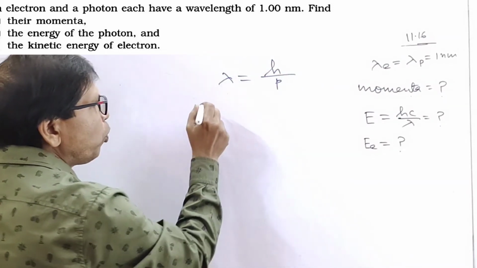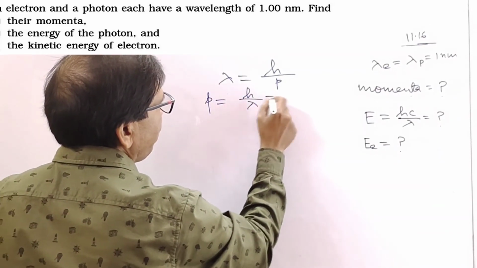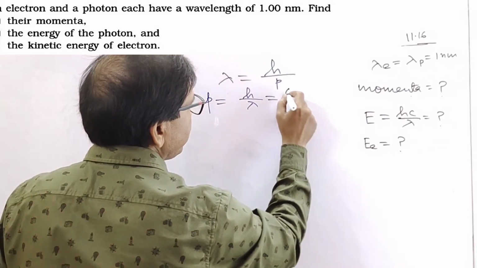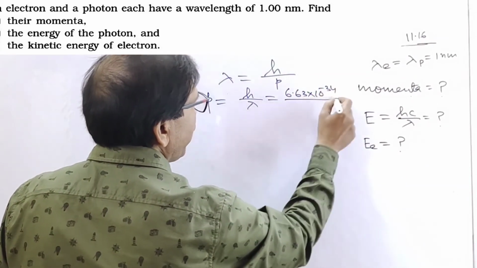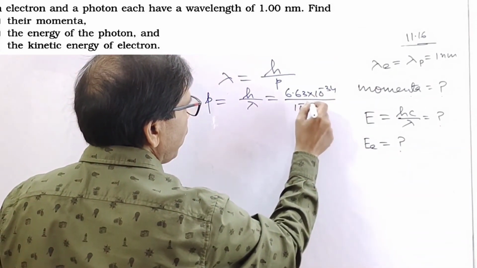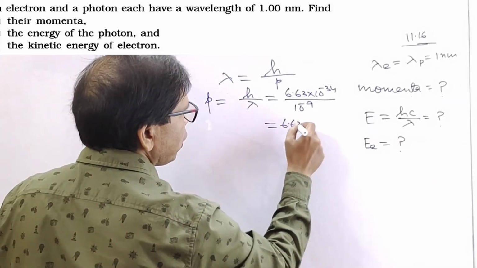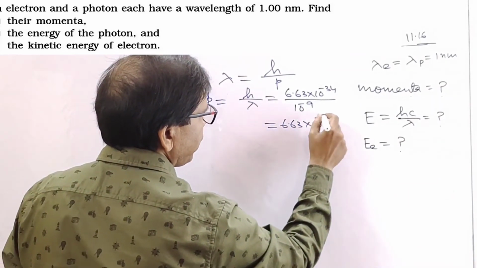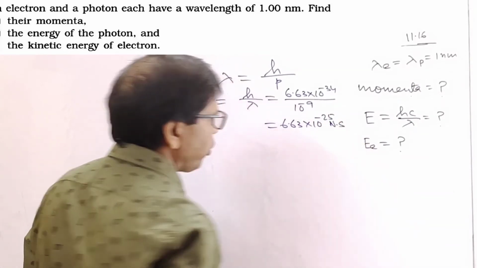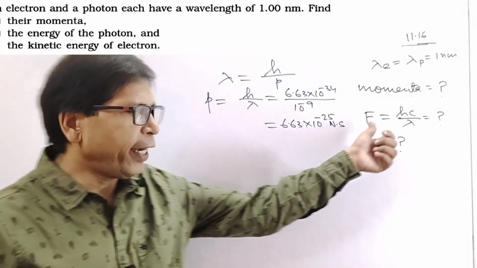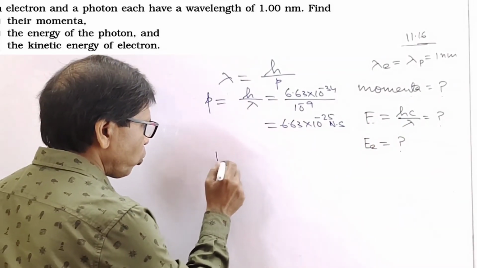Both have the same momenta, p is equal to h by lambda, here lambda is the same. So p is 6.63 into 10 to the power minus 34 divided by 1 nanometer, that is 10 to the power minus 9 meter. So this is 6.63 into 10 to the power minus 25 Newton second.